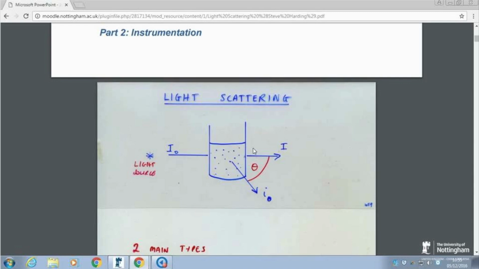Scattered light is light which is absorbed and re-emitted at the same wavelength and the same energy. When it's re-emitted at a different energy, a lower energy, that's called fluorescence. Yep, spot on.